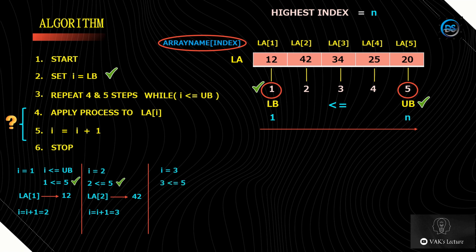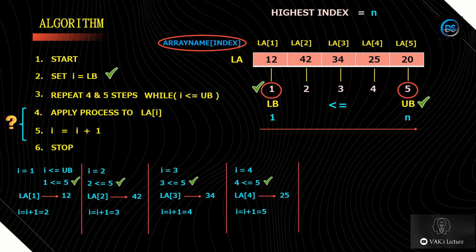Again the control goes to the 3rd step. 3 less than or equals to 5. Condition is true. So LA of 3 will be displayed. That is 34. Then I will be incremented by 1. Next I will be 4. Again the condition checks. 4 less than or equals to 5. Condition is true. So LA of 4 will be displayed. That is 25. Next I value will be incremented.